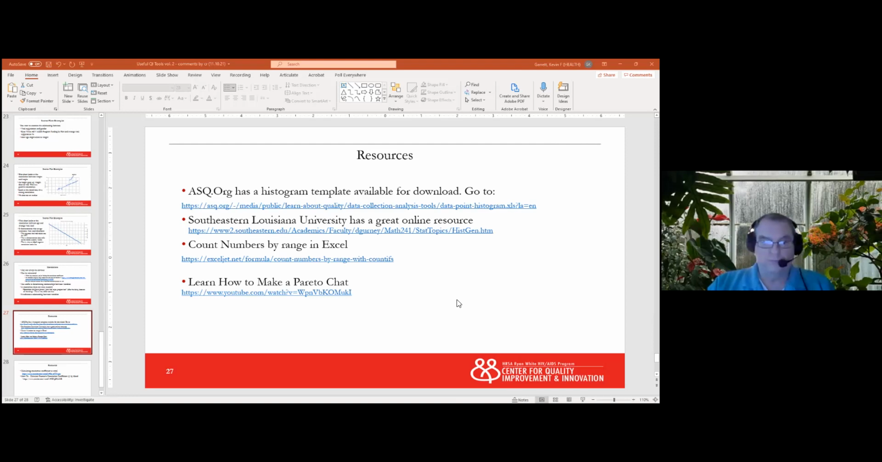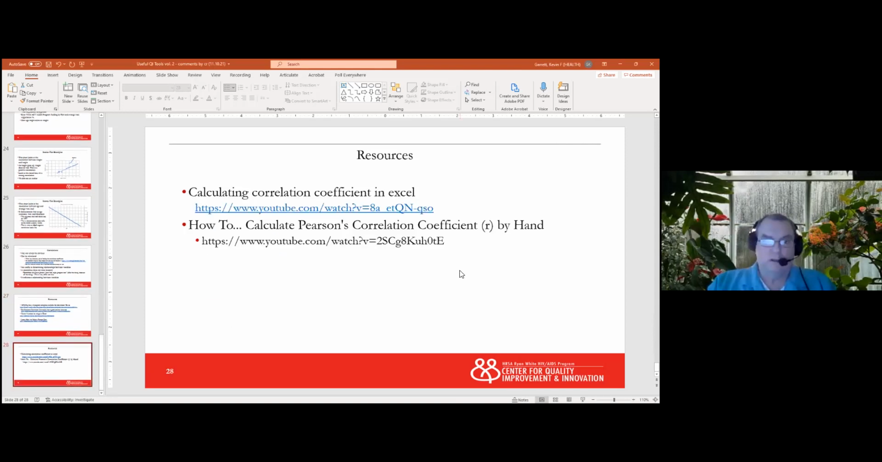And there's another page of resources, which is calculating the correlation coefficient in Excel and how to calculate it by hand if you're really into math. But again, if you're going to work with these, the correlation coefficient is good to use because you have this nice, solid calculated number. The closer it gets to -1 or 1, you can see strong correlations. If it's a 0.03, not so much.